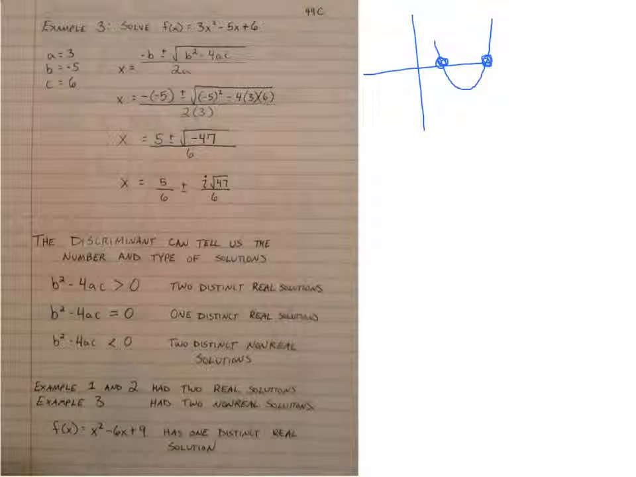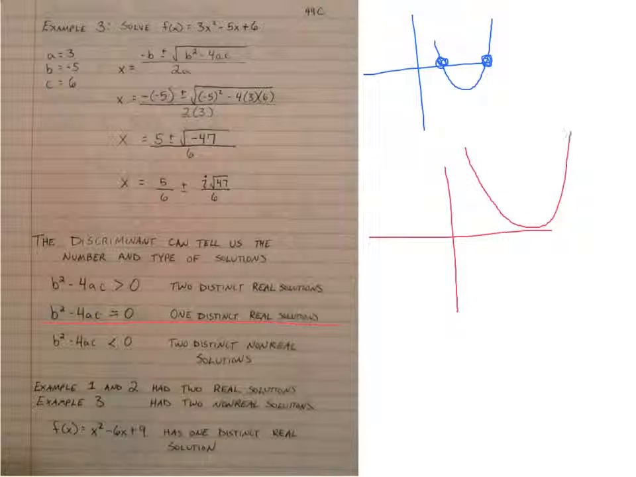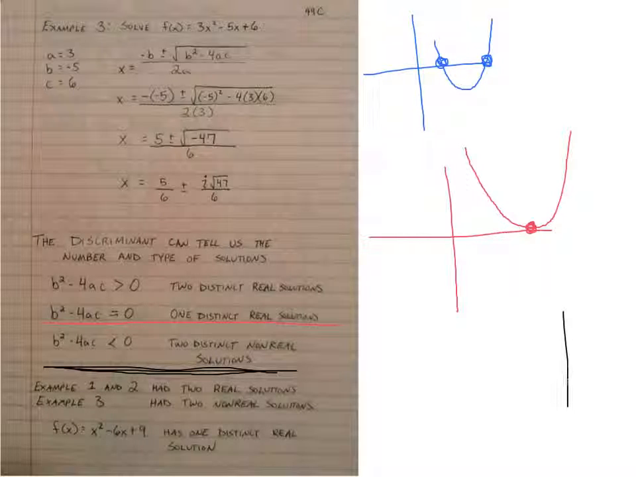If b squared minus 4ac is equal to 0, in the second case, that means we have one real solution. So our parabola comes down and it touches the axis, and you get the one solution right where it touches the axis. And then the final condition is where b squared minus 4ac is less than 0. And in that case, we get two distinct non-real solutions. And that's going to occur if you have a parabola that doesn't cross the axis at any point.